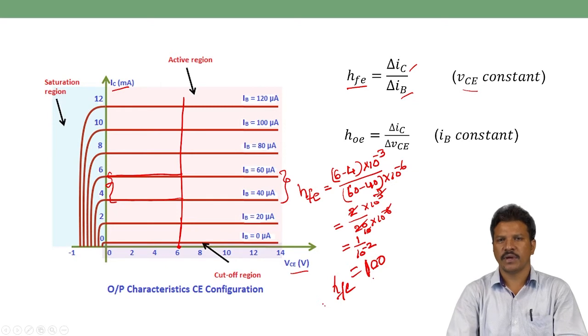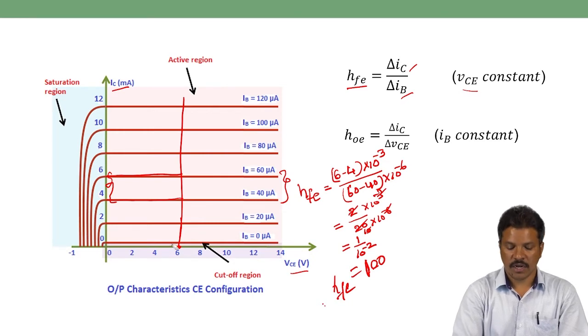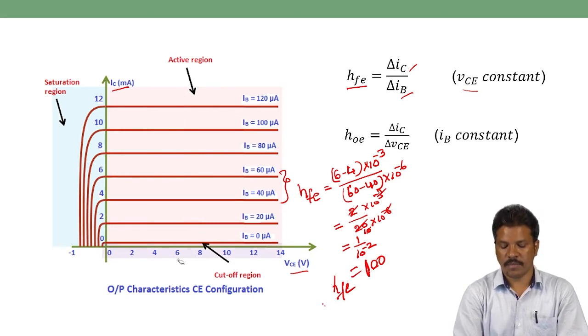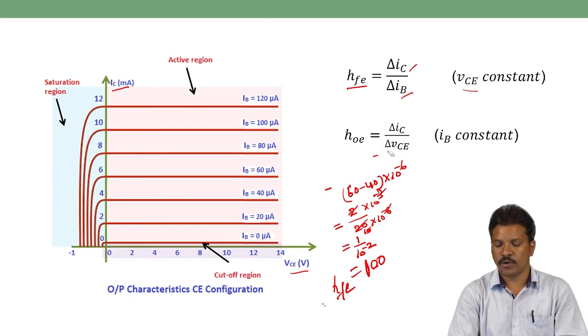HFE is equal to 100. So this can be determined from this output characteristics. Now we will see some other parameter which is called HOE. HOE is nothing but output admittance. Output admittance in H parameter model.